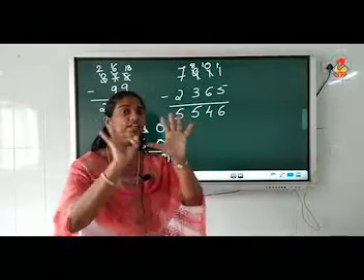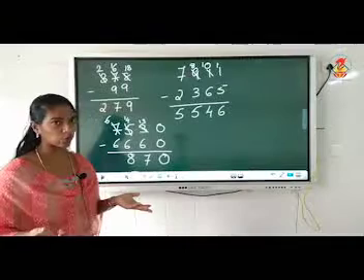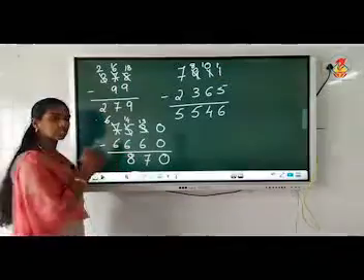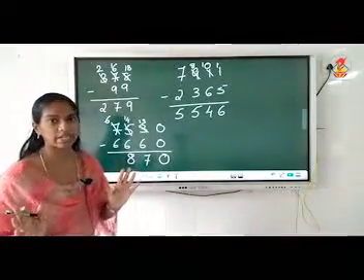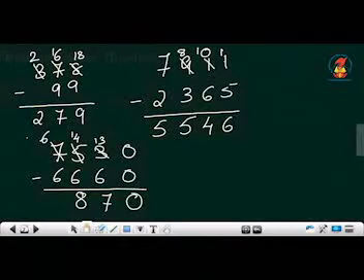How much did you get? 8. Very good. And then 6 minus 6, you know it is 0. It's not necessary to put the 0. If you put it or don't put it, it doesn't matter. Okay children? So, the answer becomes 870. Okay?